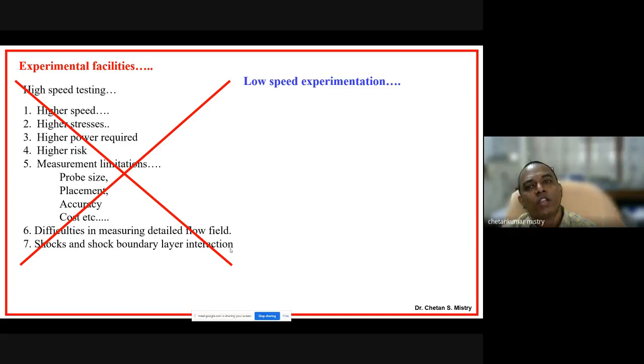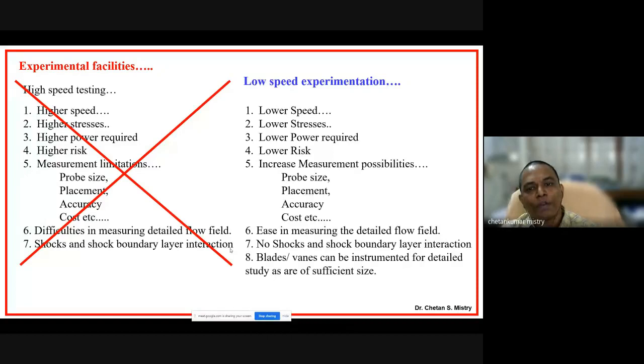We have another alternative, which is called low speed experimentation. Since we are operating at low speed, we will have lower stresses. Power requirement will also be lower. The risk in terms of interaction with humans will be lower. You can have better measurement possibilities: probe size, placement, accuracy. All these things will be in your hand. There is ease in measurement, no shock or shock boundary layer interaction, and you can accommodate the sensors within the blade. That is a very important part.